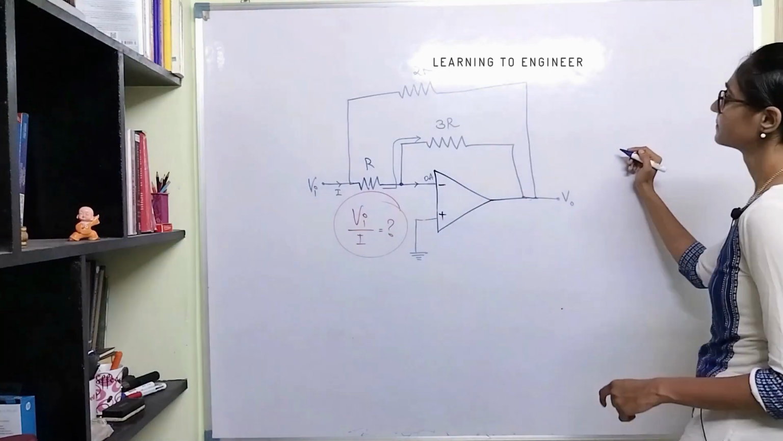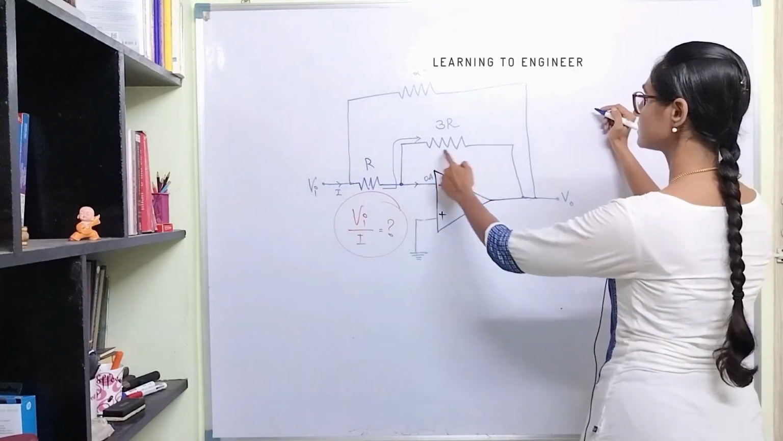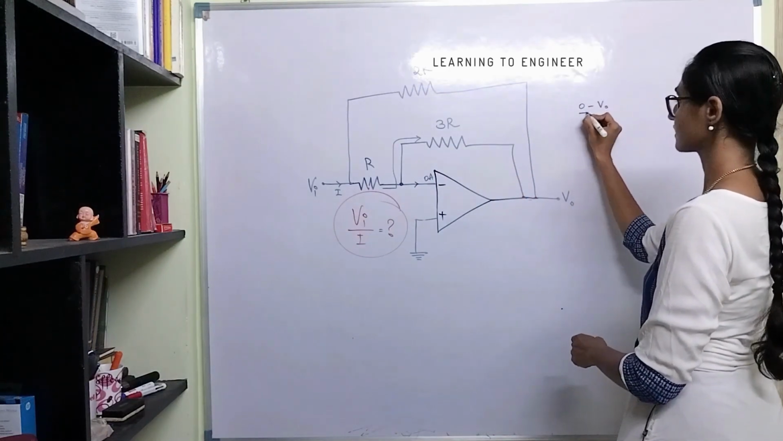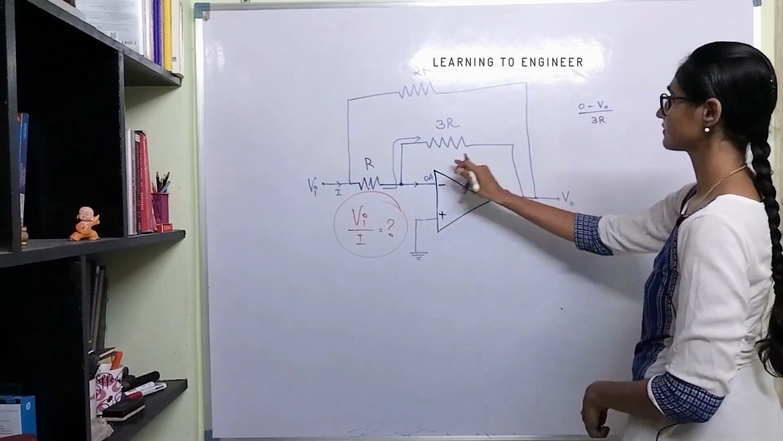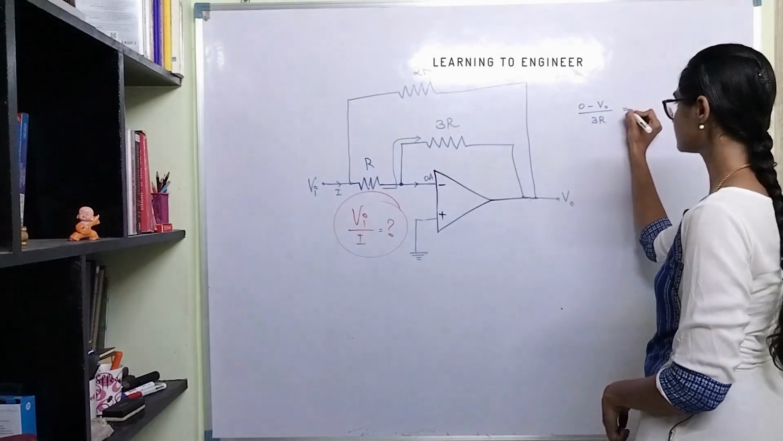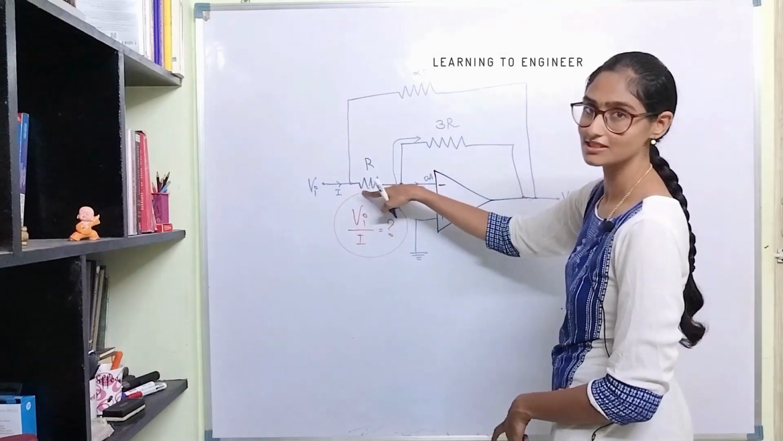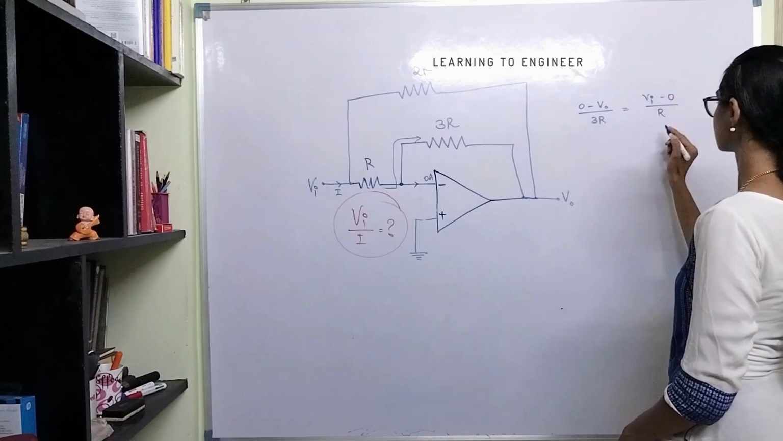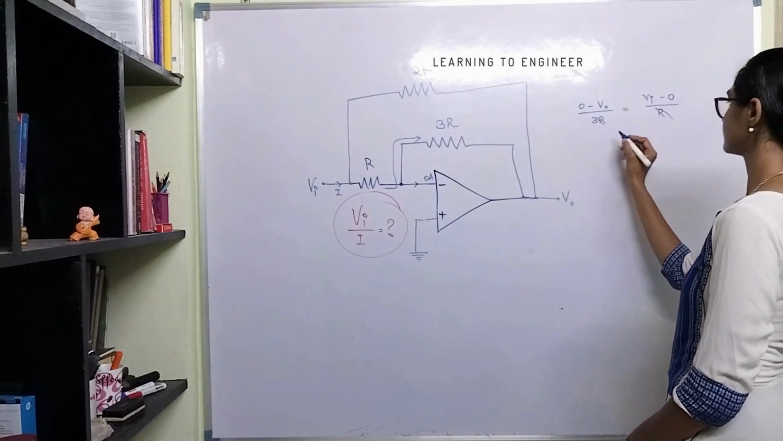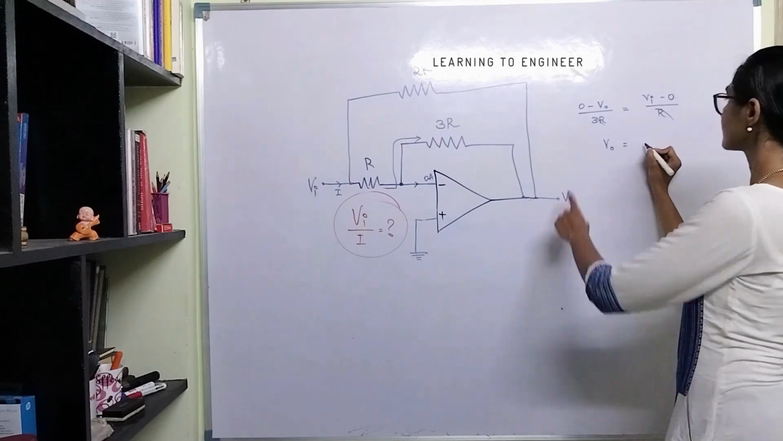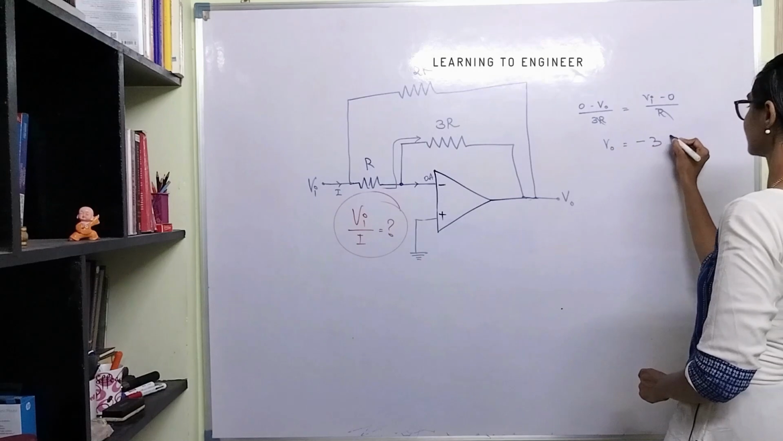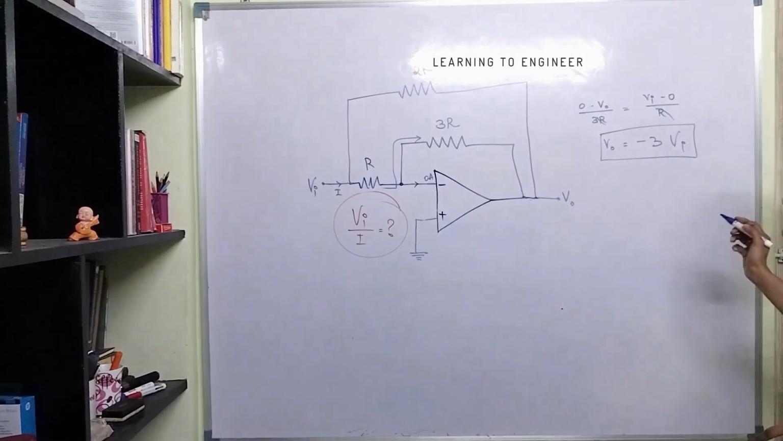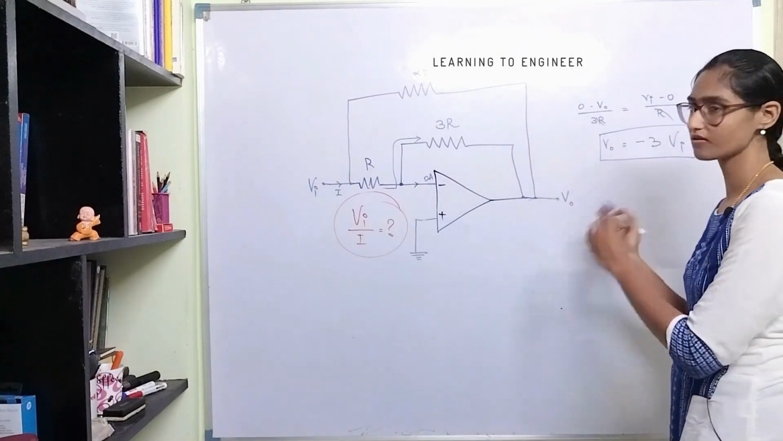So what is the value of this current? It will be 0 minus V0 divided by 3R, right? This is the value of this feedback resistor's current. This will be nothing but the value of the current through this resistor R, which is nothing but Vi minus 0 divided by R. So let's cancel R. So what is V0? V0 will be equal to minus 3Vi. Okay, done. V0 is equal to minus 3Vi. We have solved one half of the problem.